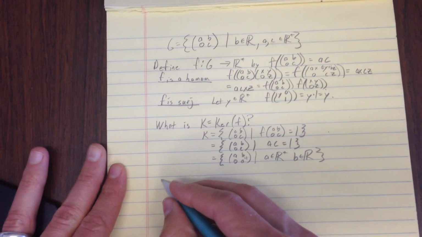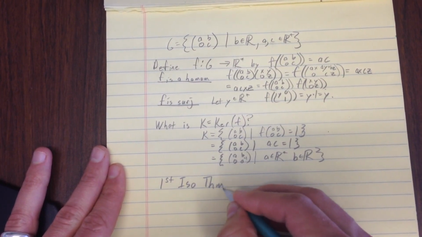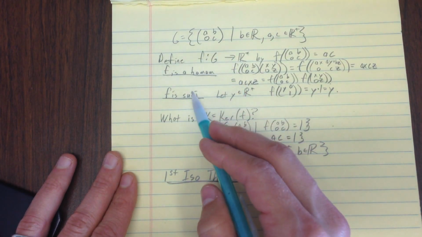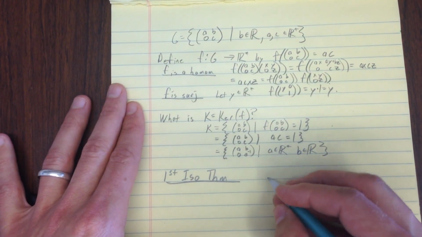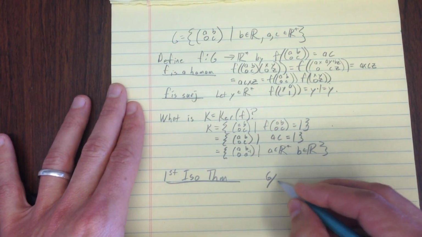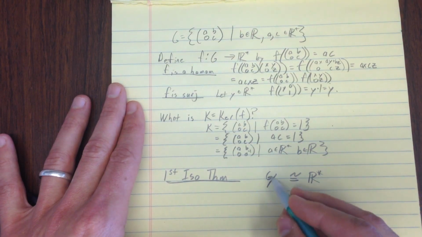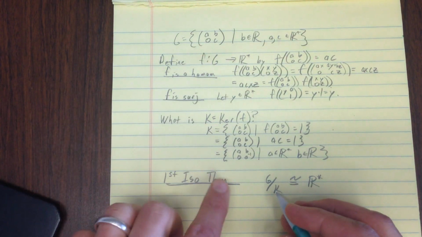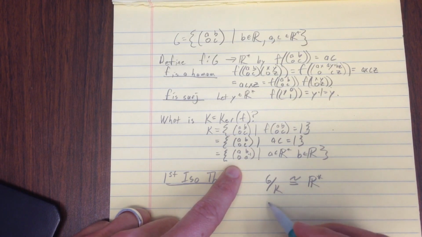Now, what does the first isomorphism theorem say is true, because there's this surjective homomorphism? It says that we now know that G mod K is isomorphic to R star. Well, you might know what G was. G is the set of matrices like this. You might know what K is, right? But you might not know.